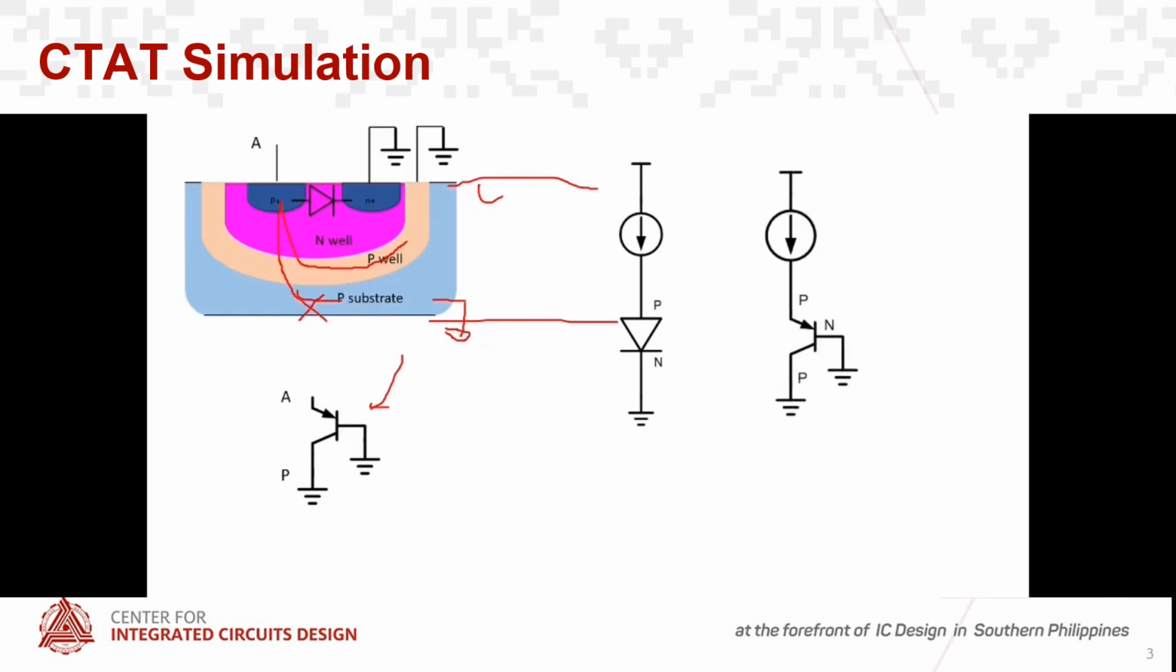And we have this general circuitry, the PNP configuration. So with that, I think I have discussed the importance of having the N-well and P-well for our configuration, adding layers to form a BJT. Now we will go to the simulation in HSPICE for our CTAT circuit.